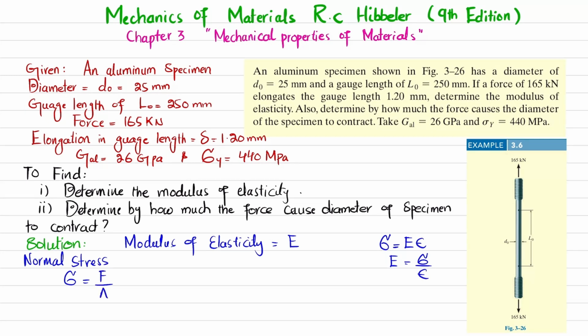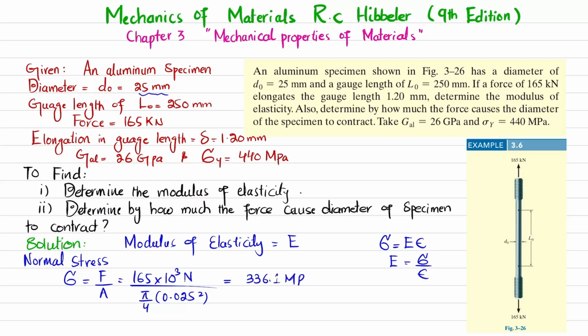So F is 165 kilonewton, so 165 into 10 to the power 3 Newton, and the diameter is given as 25 millimeters. So the cross-sectional area of this circular cross-section will be equal to pi by 4 d square. So pi by 4 and d is 25 millimeters, so in meter it is 0.025 square. When you solve this, you will get the normal stress equal to 336.1 megapascal.